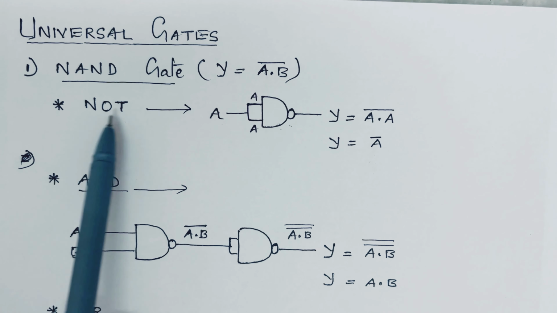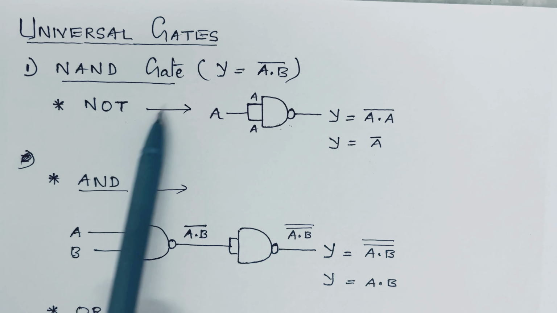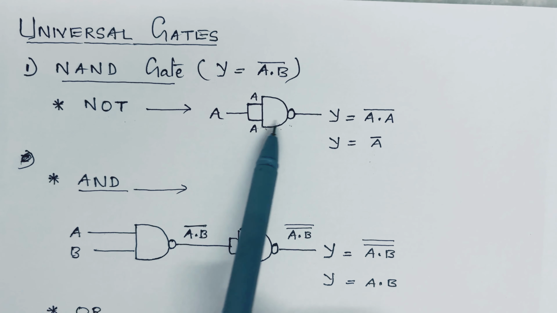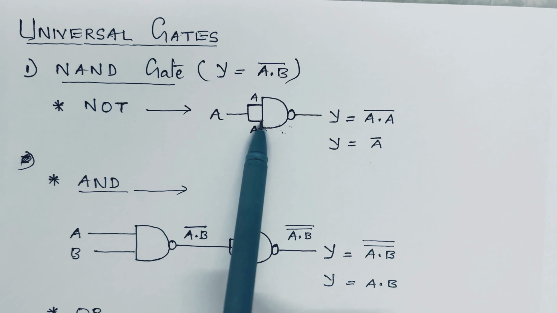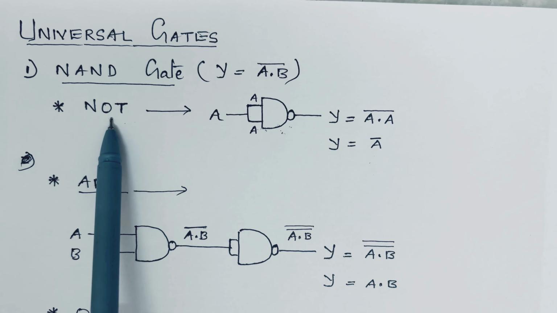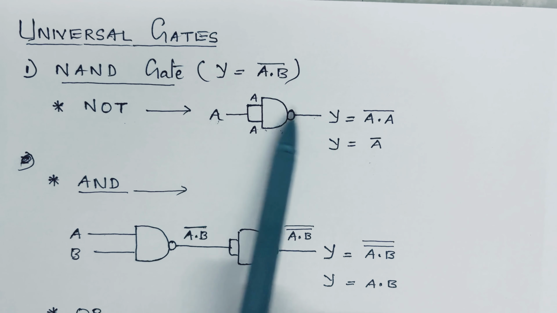In that, the first one is the NOT gate. That means we are going to see how to implement a NOT gate using only a NAND gate. This is the circuit diagram of a NOT gate using a NAND gate. It is very simple. We are shorting the inputs of a two input NAND gate and giving a single input A. What is the NOT gate operation? Output should be the inverse of the input. So the input is A, and we want A bar at the output.